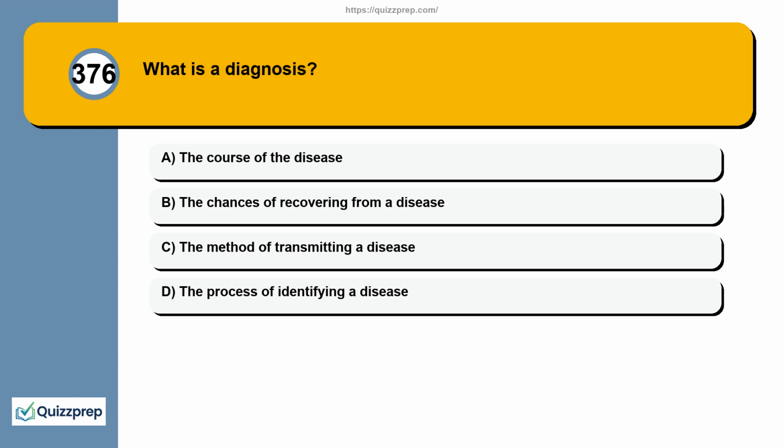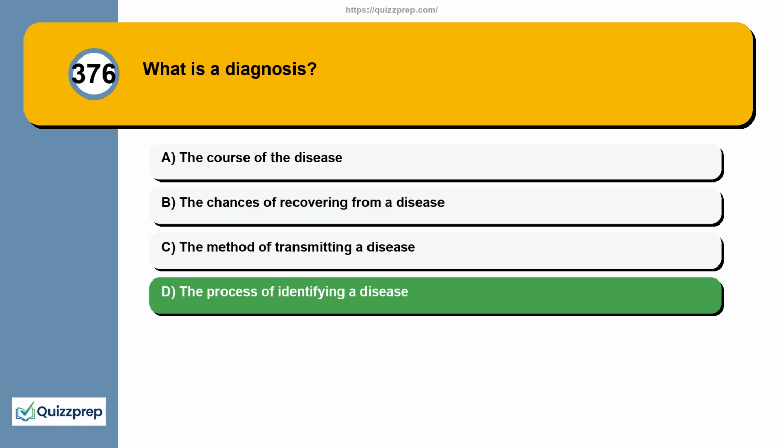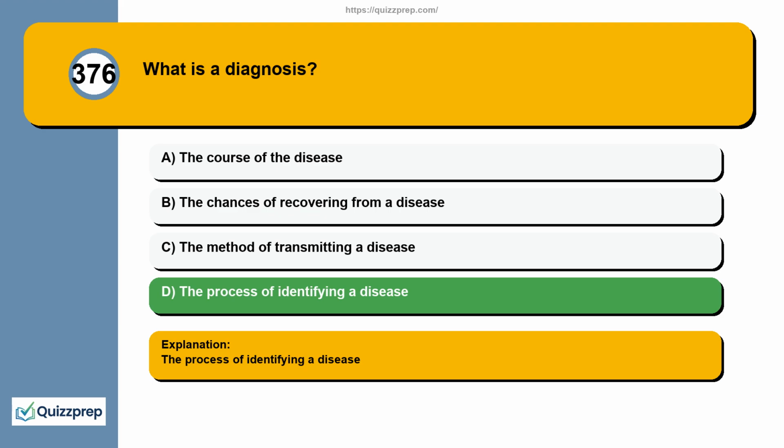Question 376. What is a diagnosis? Option A, the course of the disease. Option B, the chances of recovering from a disease. Option C, the method of transmitting a disease. Option D, the process of identifying a disease. The correct answer is option D, the process of identifying a disease.